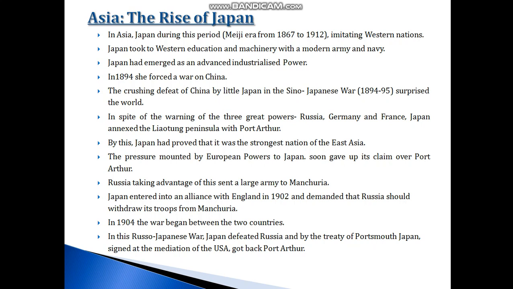In 1894, she forced a war on China. The crushing defeat of China by little Japan in the Sino-Japanese War surprised the world. It took place in the years 1894 to 95. The duration of the war is 1 year. In spite of the warning of the three great powers, Russia, Germany and France, Japan annexed the Liaotung Peninsula with Port Arthur.